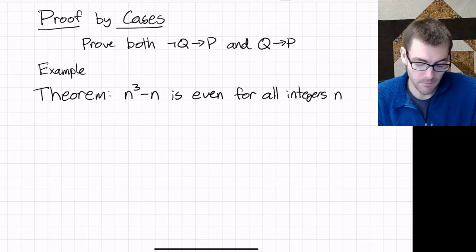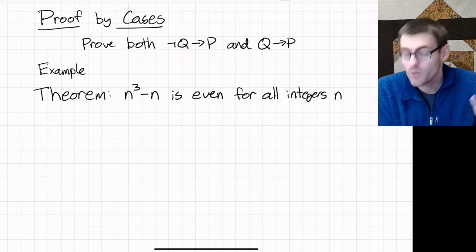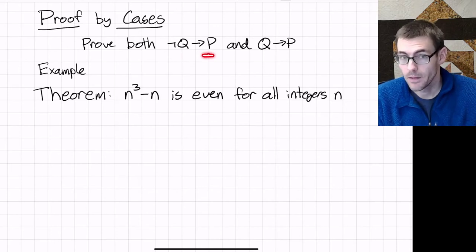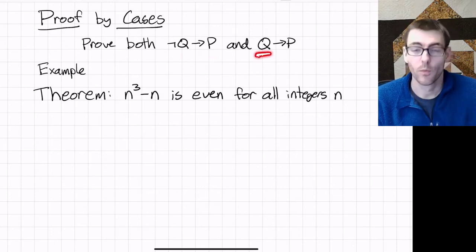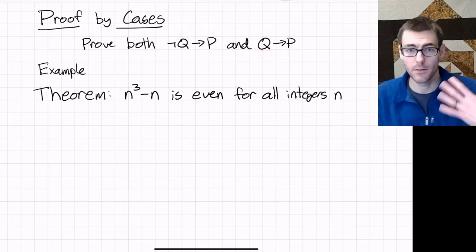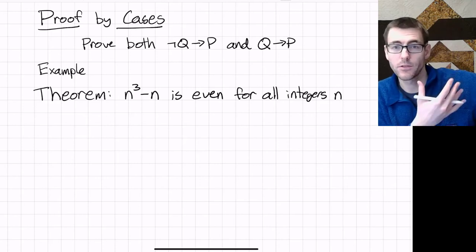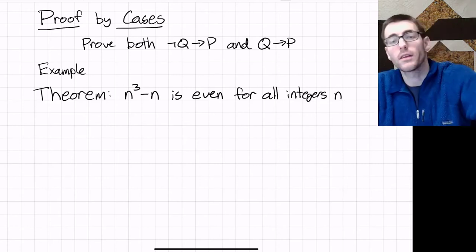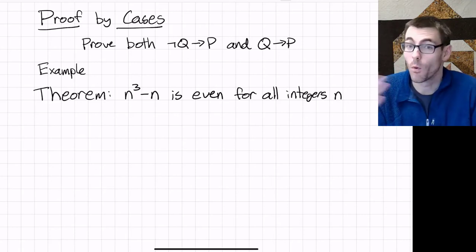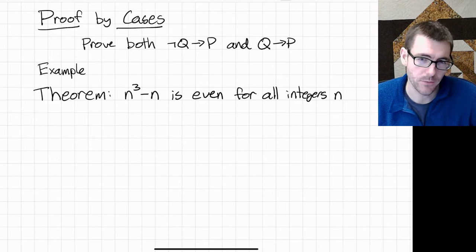So we have this mostly irrelevant property Q. Well, if Q isn't true, then we're going to directly prove P. And then if Q is true, we're going to prove P. If some number is even, then our statement is true. And separately, if that number is odd, then our statement is true. Therefore, in all cases, our statement is true. It's certainly possible to have more than two cases, but in this example, we're just sticking to two.